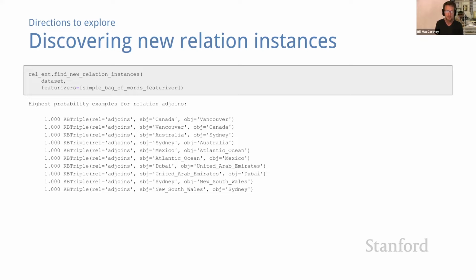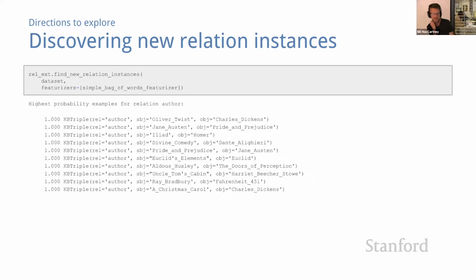Let's see what we get for some other relations. So here are the results for the author relation. And these look a lot better. Once again, all of the probabilities are 1. But this time, every single one of these predictions is correct. Well, not quite, actually, because the book is supposed to appear first, like Oliver Twist, and the author second, Charles Dickens. So this first one actually is correct.